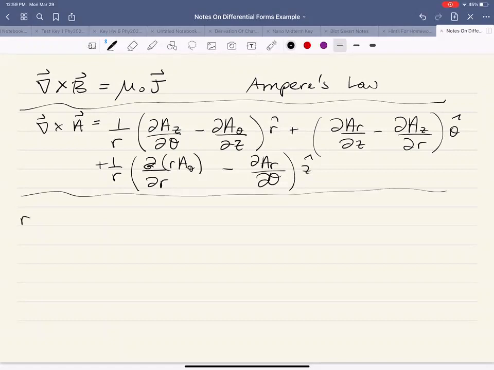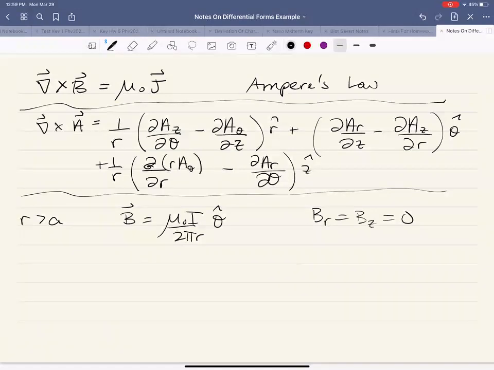Let's do r greater than a first. So yet again, B is equal to mu naught I over 2 pi r theta hat. And that means that the r and the z components of our vector are equal to 0. So anything here that has an r and a z component but no theta component, I can just get rid of.